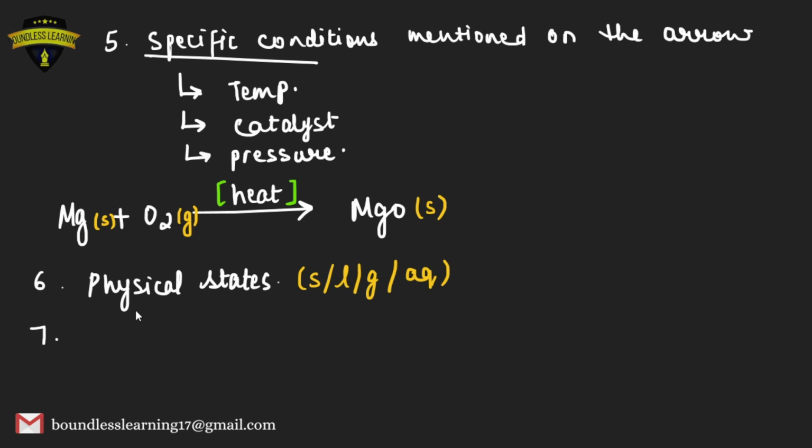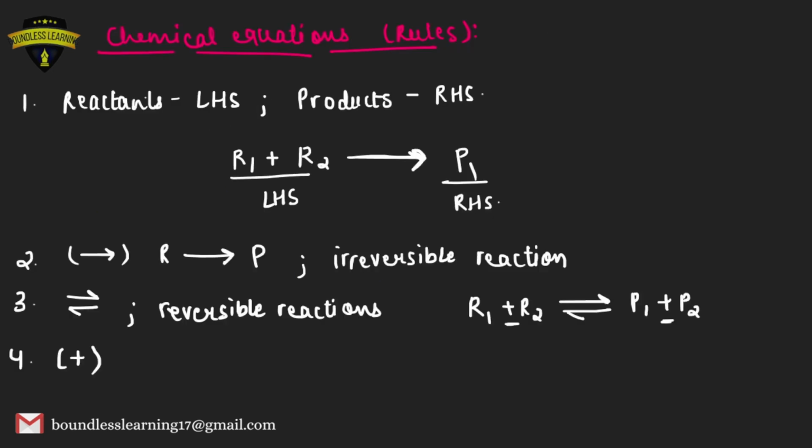Next one is whenever in a reaction, either on the reactant side or the product side, whenever a gas is liberated, we use an upward arrow, and when a precipitate is formed, we put a downward arrow. Okay, so these were some of the rules for writing chemical equations.